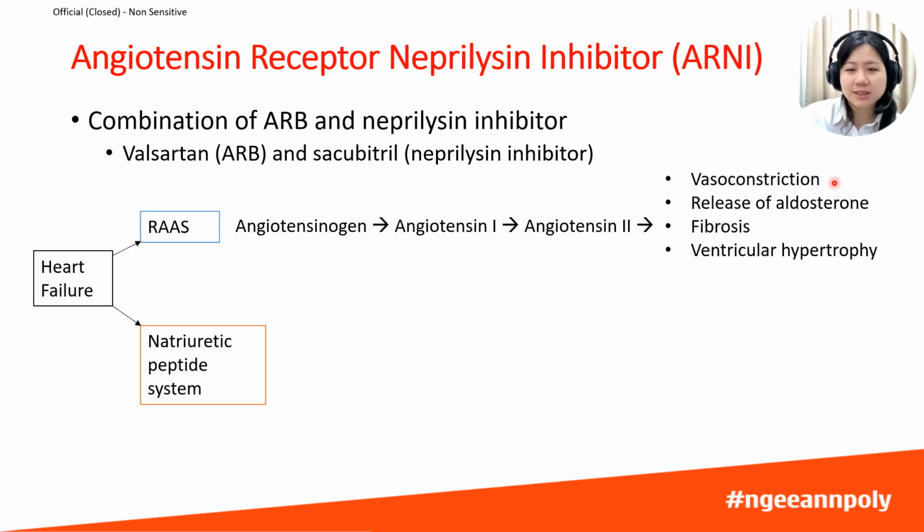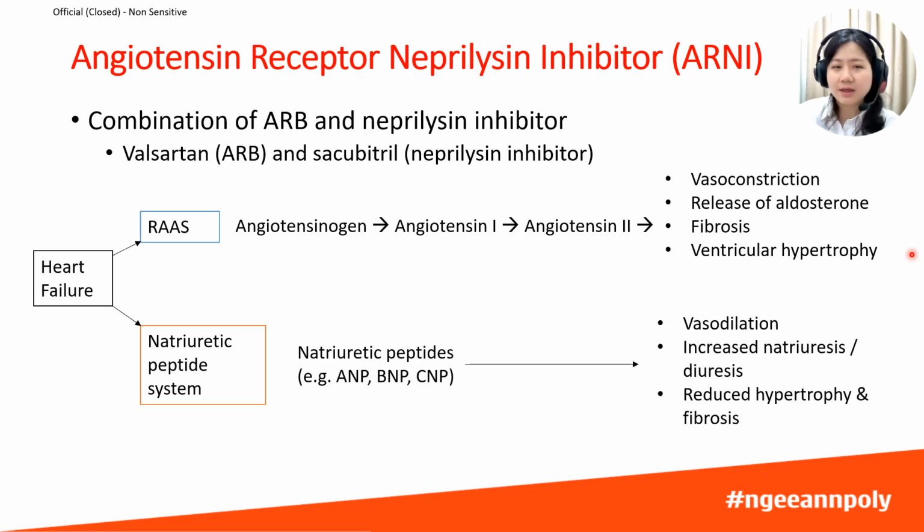Angiotensin 2 causes things like vasoconstriction, release of aldosterone, which causes retention of salt and water, fibrosis of the cardiac muscles, and ventricular hypertrophy. These effects are undesirable because they put more stress on the failing heart and worsen the heart failure.